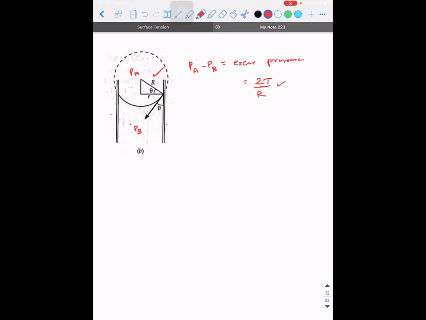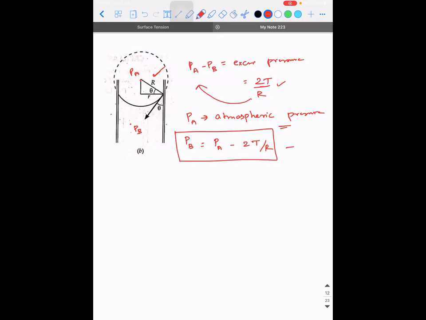Are you able to understand why I wrote only 2T by R? Because there is only one free surface. Had there been two free surfaces, I would have written it as 4T by R. So if I call PA the atmospheric pressure, then what will be the value of PB? PB will be PA minus 2T divided by R. From this, I've rearranged the equation. Let me call this equation number 1.